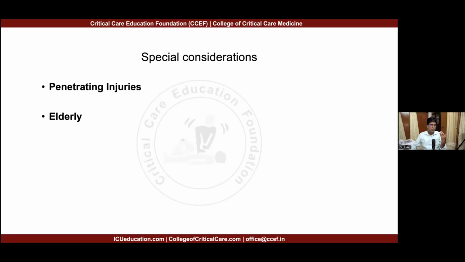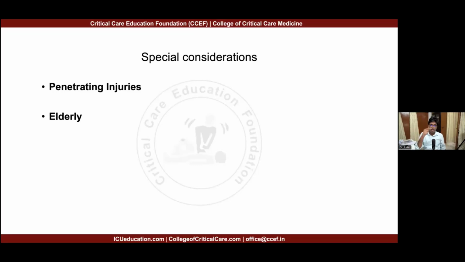The prognosis is very unpredictable because of their age and comorbid conditions. So you need to be extra cautious for them. Penetrating injuries are why I put it there, because gunshot injuries are increasing very frequently nowadays in the Western world also. So there are two, three impacts.